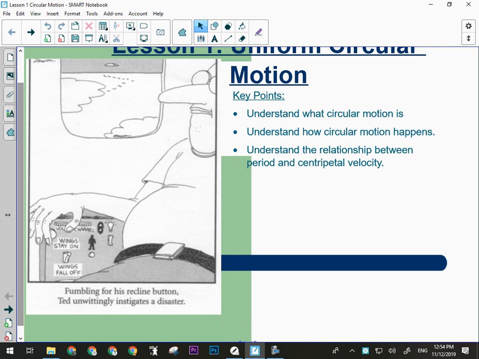Which way is the string always pulling? In. If it was pulling out, what would the tape do? Fly out, right? It can't be pulling out on the tape, or the tape wouldn't do this. The only reason the tape is doing this is because the tape is constantly being pulled towards the hand, which is the center of this circle. Everybody follow me on that?